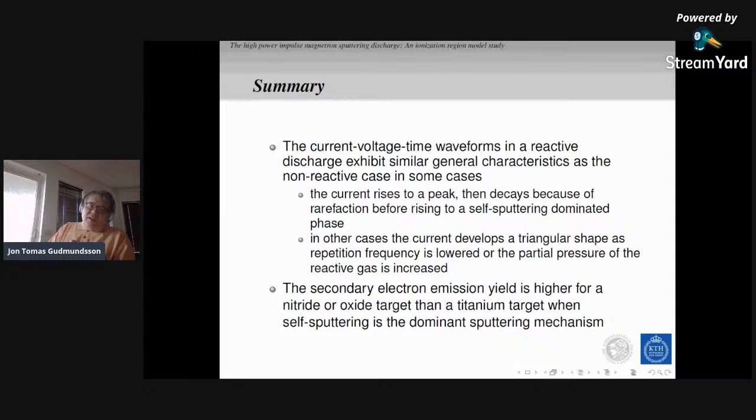We also know that the secondary electron yield is higher for nitride and oxide targets than for a titanium target when self-sputtering is the dominating sputter mechanism. But as I said before, it turns out that secondary electron emission seems to play a rather minor role in this case, and actually in the operation of the HiPIMS discharge, and a much smaller role in the operation of DC magnetrons than previously suggested.